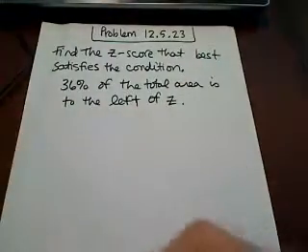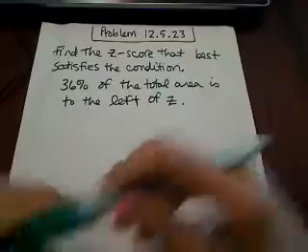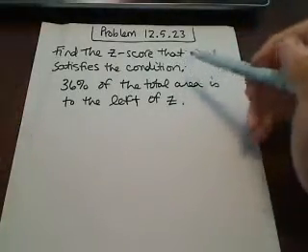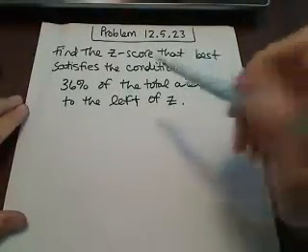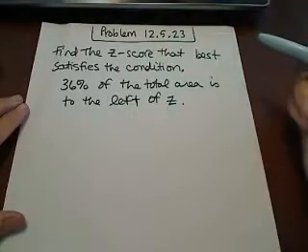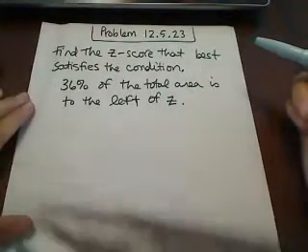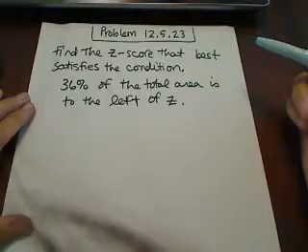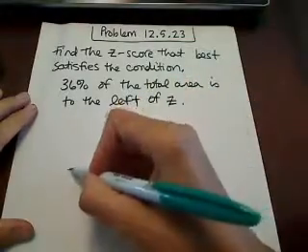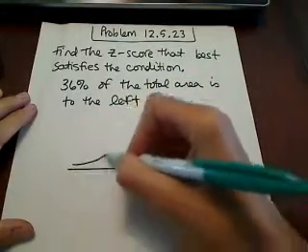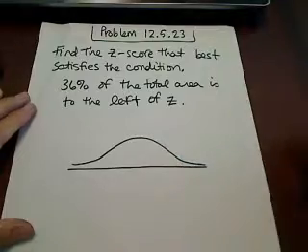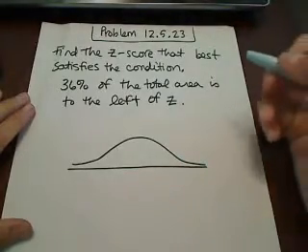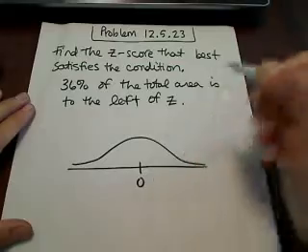Okay, so this is problem 12.5.23, and they want us to find the z-score that best satisfies the condition. It's talking about 36% of the total area being to the left of z. So let's draw ourselves a picture, because in all of these problems that involve z-scores, it's important to draw a picture to be able to see what it is that you're actually trying to find.